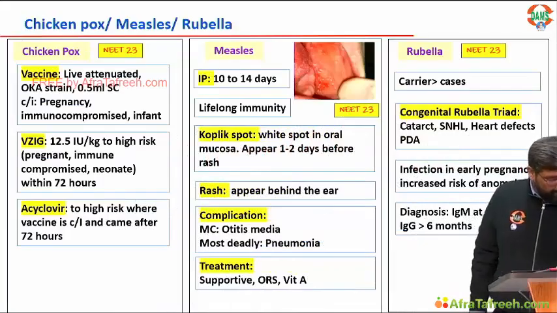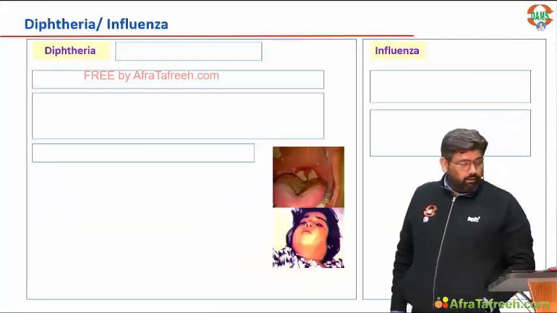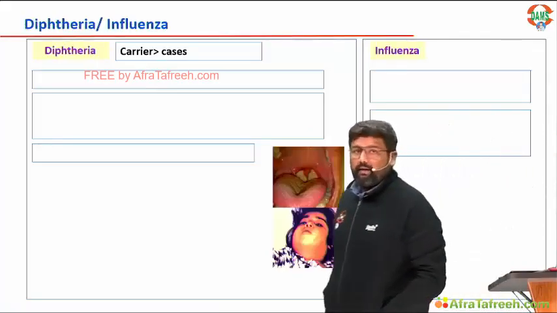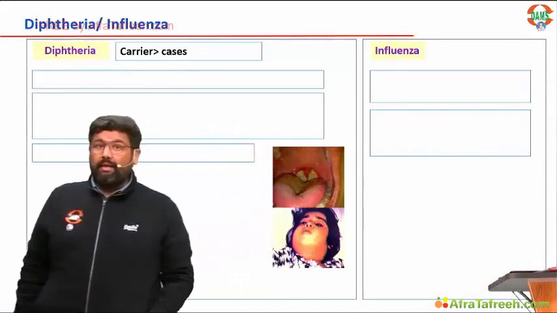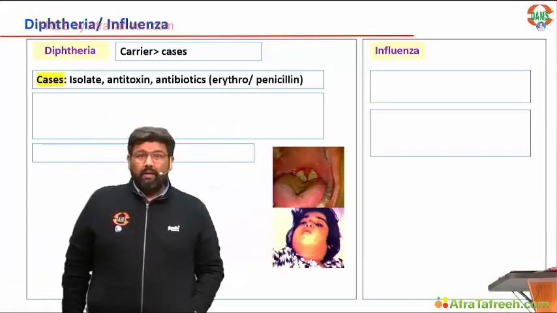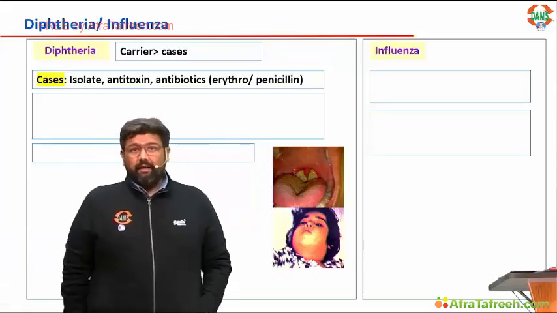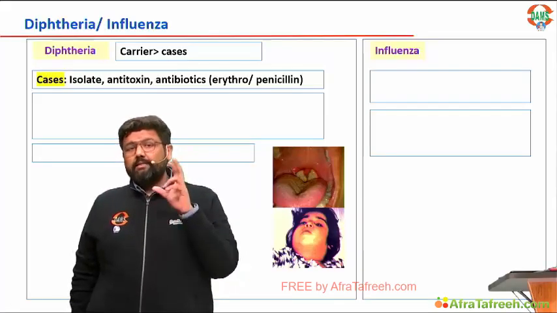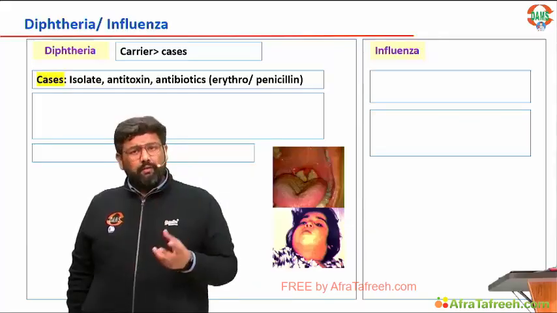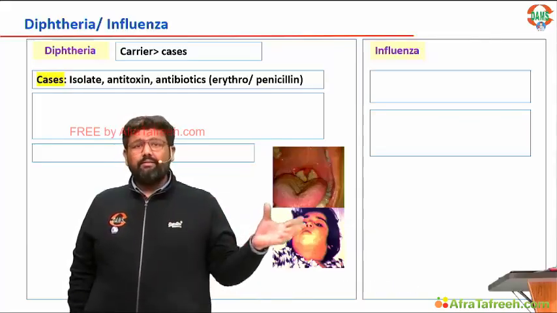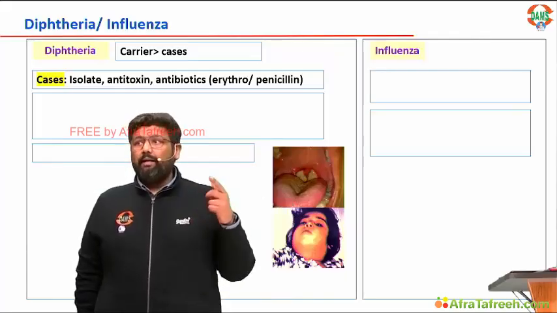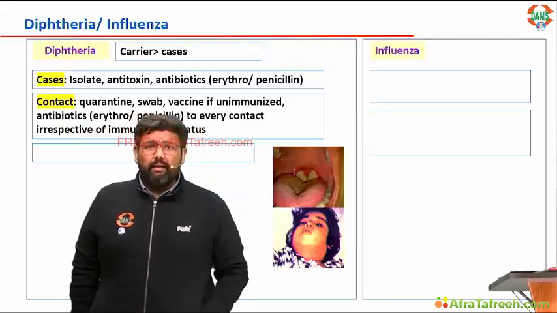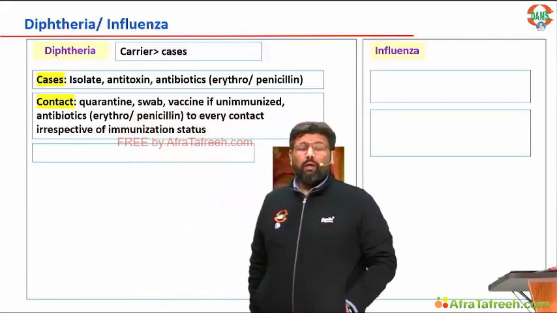Now coming to diphtheria. In diphtheria also we have more carriers than cases. So you have to manage a diphtheria case. You isolate. And diphtheria is happening because of the toxin. Even if you give antibiotic, the toxin is still there, so you need to give antitoxin with antibiotics. Which antibiotics? Erythromycin, penicillin.